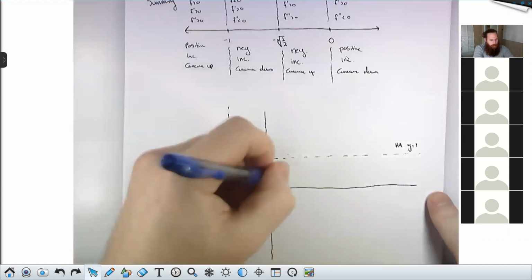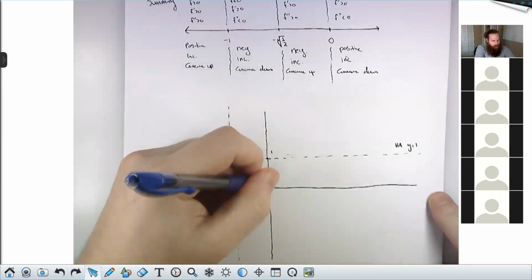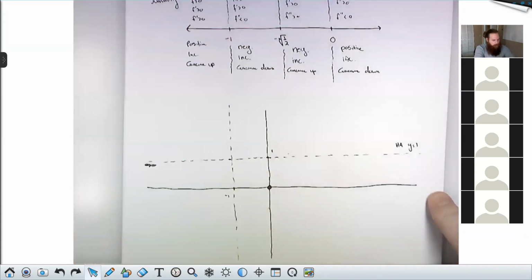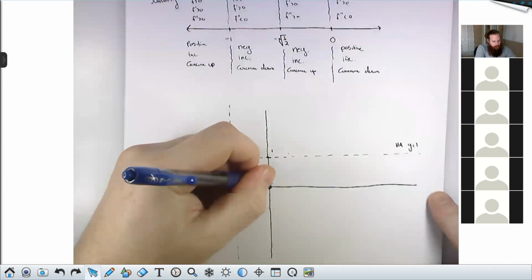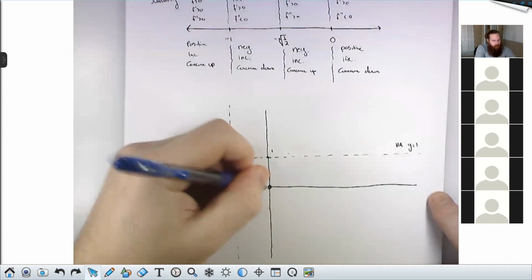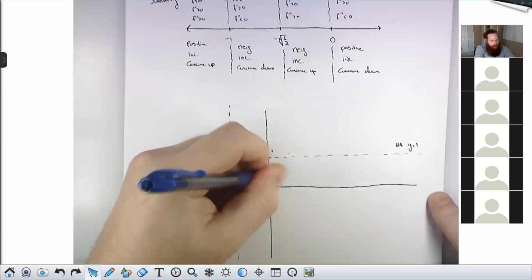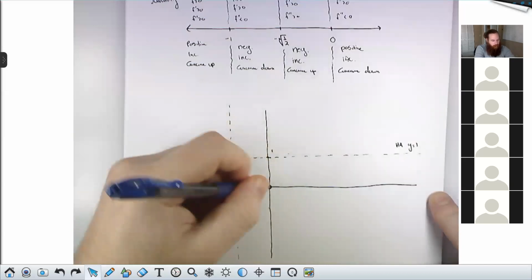So because I'm coming up from down here, I cross like this, right? To the left of 0, F is negative. To the right of 0, F is positive. So this has to be some sort of cross here. Also, we go from being concave up to concave down. So over here, I'm increasing concave down. Over here, I'm increasing concave up.